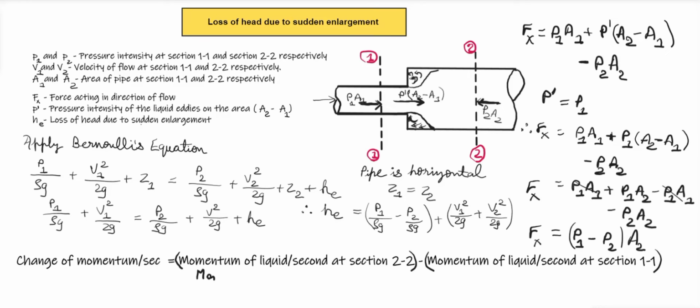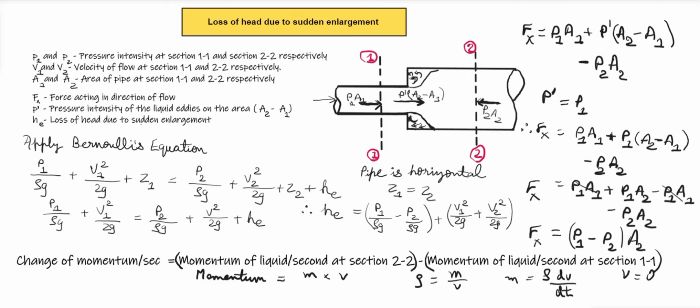Firstly, we will derive the equation for momentum of the liquid. Momentum is equal to mass into velocity, and density is equal to mass upon volume, from which we can write that mass is equal to density into volume. Therefore, we can write that mass is equal to rho into dV by dt, where we have considered the change in volume.